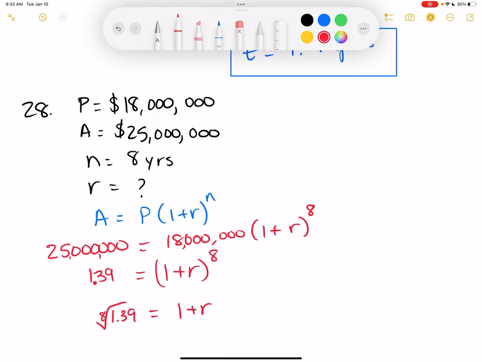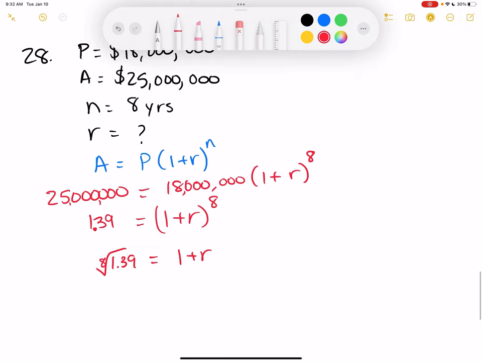Your calculator can do the 8th root. If you go under math, there's a button. I can't remember exactly what it says, but under math, it says something like nth root or x root, something like that. And you'd have to type in what root you want. And then once you get that answer, you need to subtract 1.